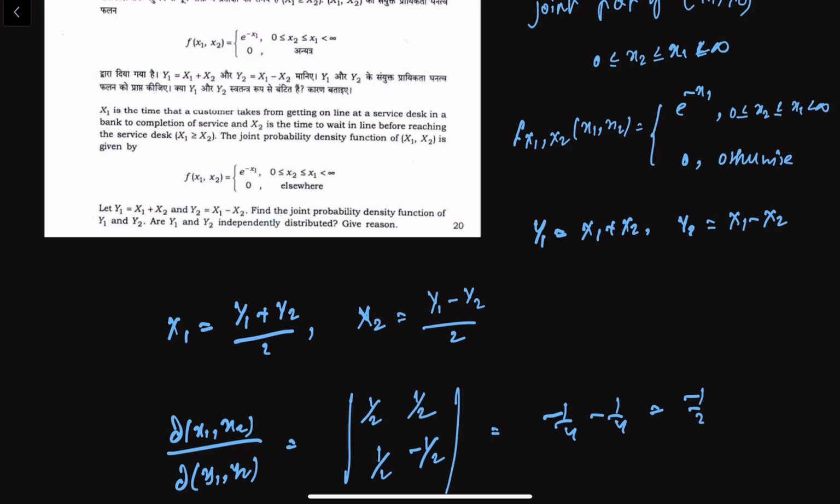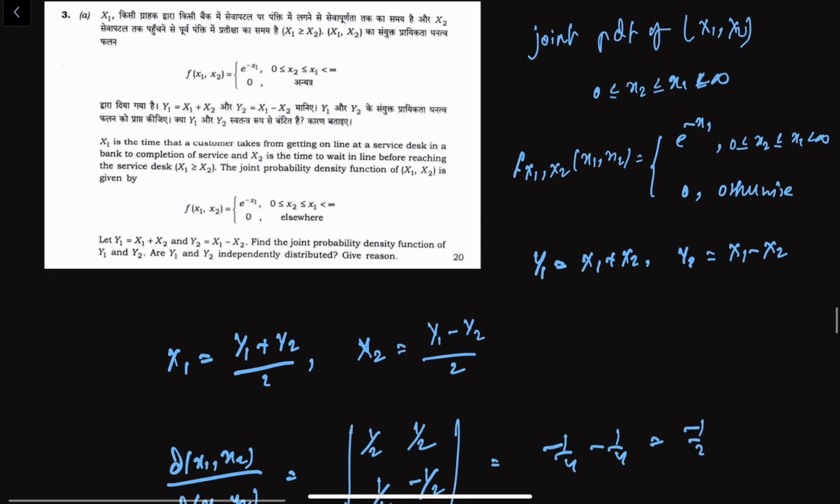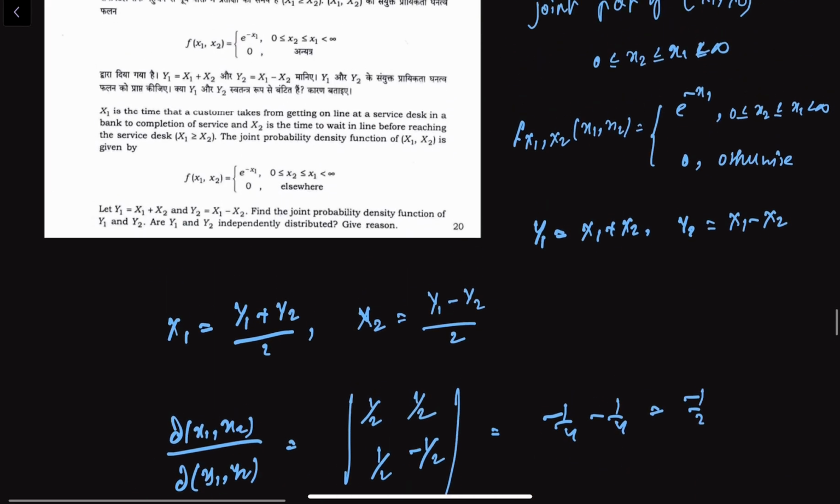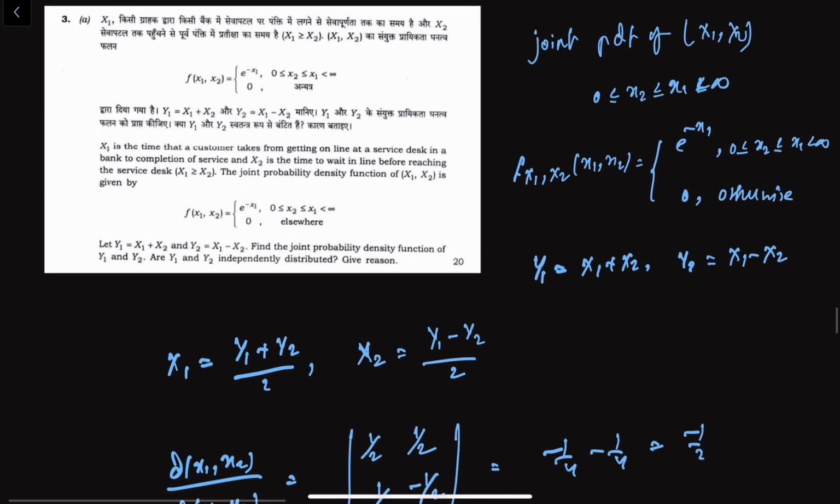So therefore y1 and y2 are not independent, and we have also found the marginal density functions of y1 and y2. So that's it for this video.